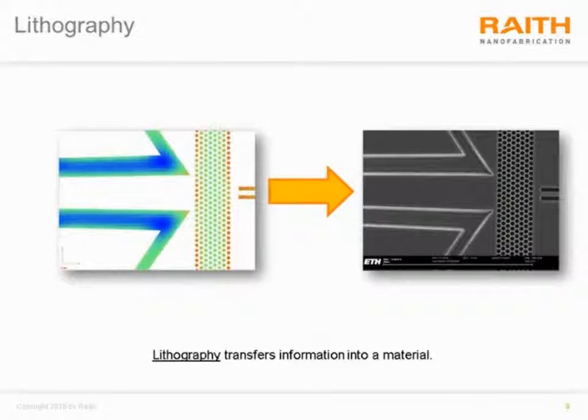Lithography, by definition, is the transfer of information into a material. And essentially, we're going to be reversing lithography. I'll tell you why in a moment. In lithography, a CAD file is read in by the electron beam lithography instrument. The electron beam is patterned into a resist. The resist is developed, and the pattern appears in the resist. And then the pattern is transferred into the substrate below. And that's just one step that I described.